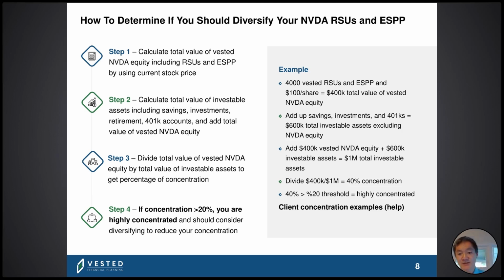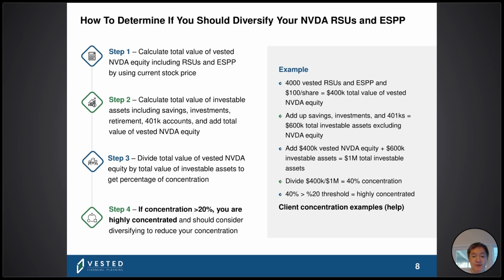Okay, so quick example. Let's say you got 4,000 vested RSUs, ESPP. Let's say it's $100 a share. Keep the math easy. That's $400,000 worth of vested NVIDIA equity. Now, if you add up the rest of your savings, investments, 401k, let's say it's worth $600,000. You add your $400,000 of equity plus your $600,000 investable assets. You have $1 million total.